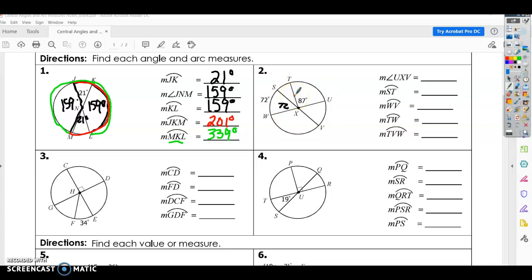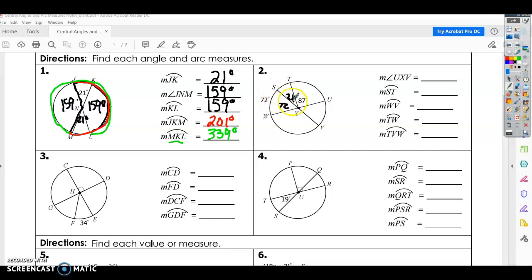And then if we have 180, we're going to subtract the 72 and subtract the 87 to find the angle in the middle. So we're going to have that as 21. So we have that side of the circle figured out.